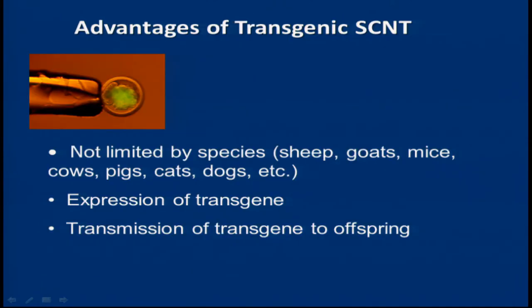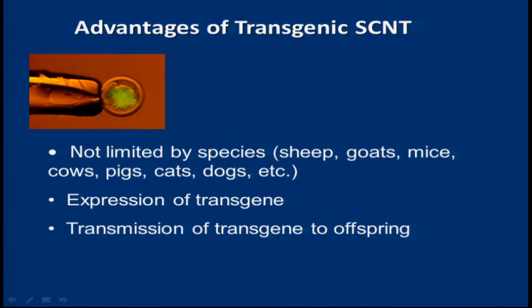and transferring that and getting a transgenic offspring. Now, the advantage of transgenic somatic cell nuclear transfer is you're not limited by species. Previously, if you wanted to make a transgenic animal, you either had to do pronuclear microinjection, which has different efficiencies in different species. Some species it's very inefficient. Or embryonic stem cells. And embryonic stem cells for transgenics really only exist in mice and now rodents. The other advantage is if you do your characterization of your donor cells correctly, you're pretty much guaranteed expression of the transgene, which you're not with pronuclear microinjection. And it's been shown that these transgenic animals transmit the transgene to their offspring.